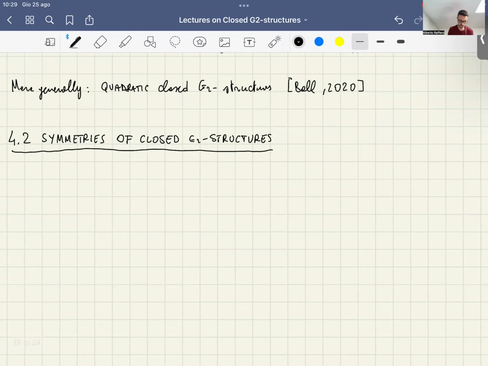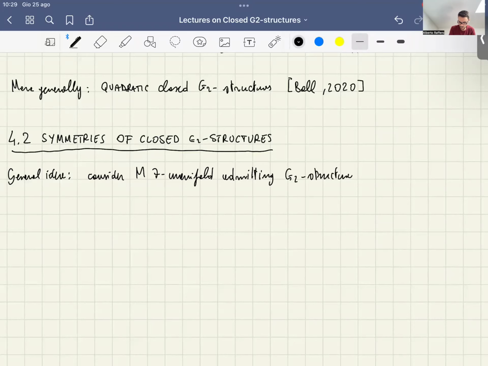So which is the idea here? So the general idea is that if you would like to obtain an example of 7-dimensional manifold, let's say compact or not, with an explicit closed G2 structure, then you have to consider a 7-manifold admitting G2 structures, so with the right topology, as we saw in the second lecture, so it has to be orientable and spinnable.